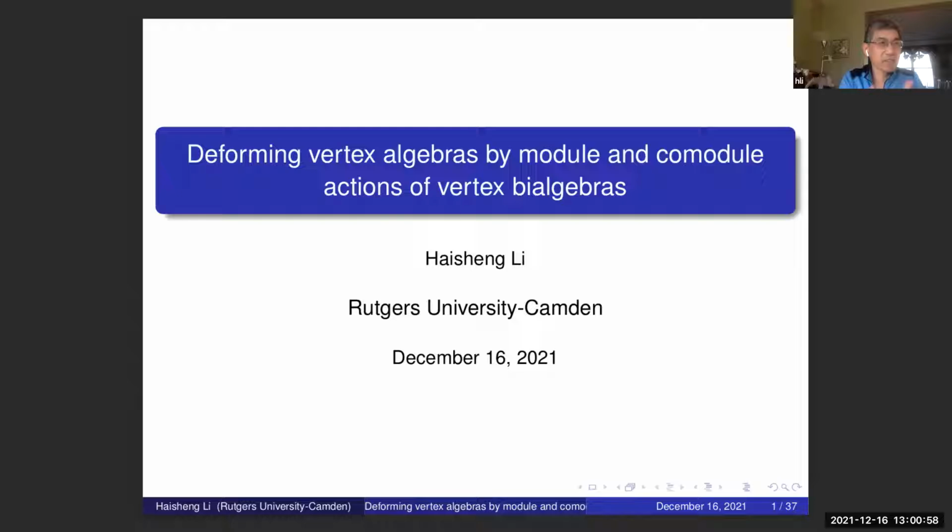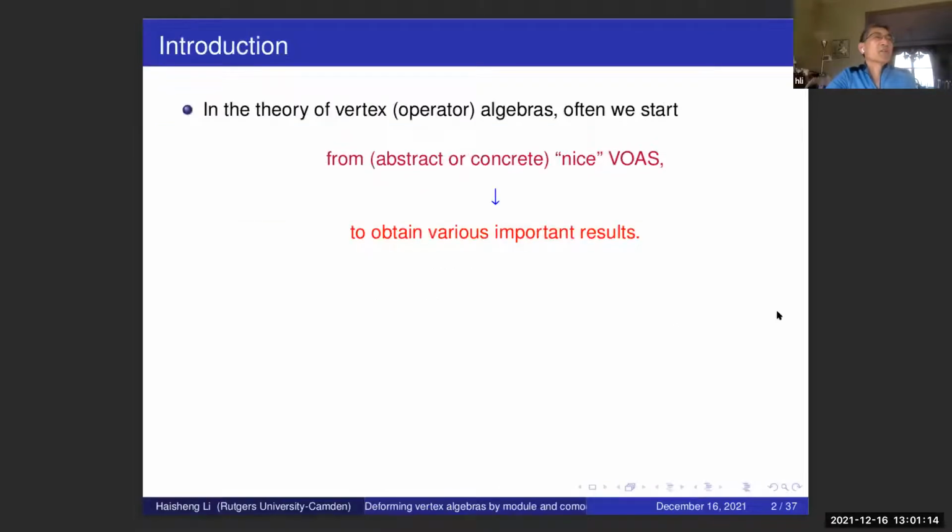Basically it's about vertex algebras and vertex bialgebras. Here, all of you are experts, so I will just talk about ideas and some thoughts. Most of us work in slightly different directions. We usually start from good vertex operator algebras, and then we study representations and do other things. So basically from vertex operator algebras, we study other things.